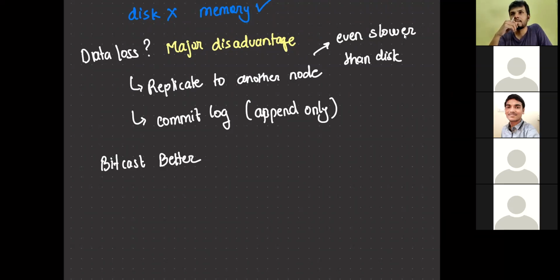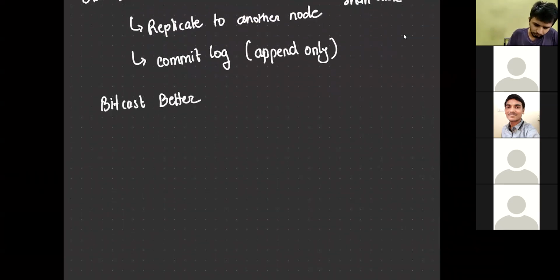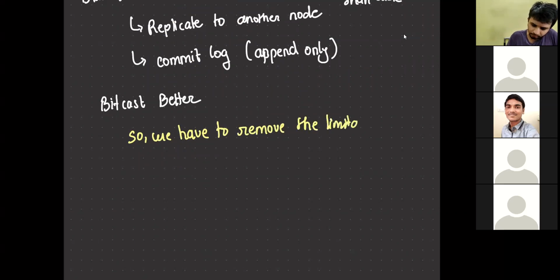So once the memory reaches a fixed size, just like memtables, we pass it to disk and create a new memtable. The limitation of keeping everything in memory will be solved by that if we just fix the size of the memtable. Okay, so basically we have to remove the limitation of all keys being stored in memory.